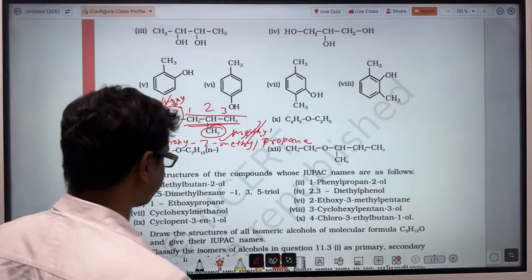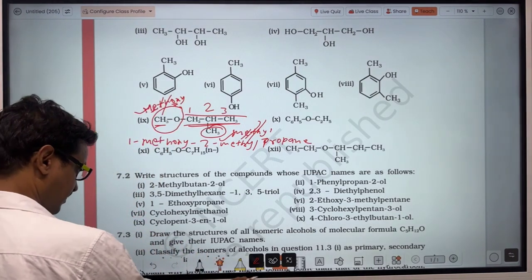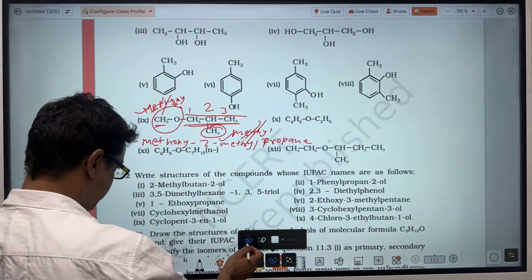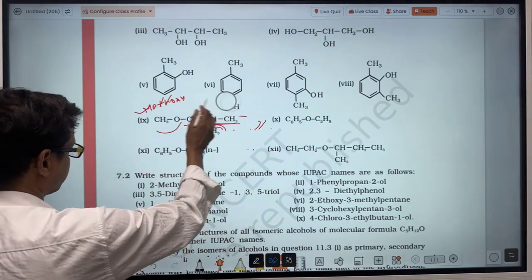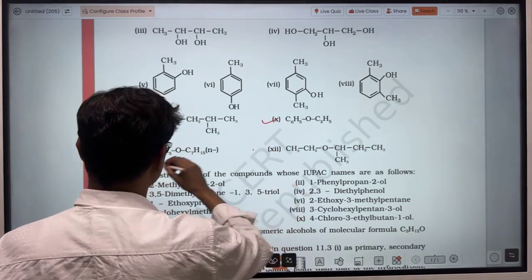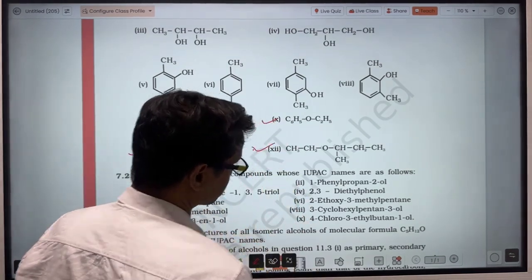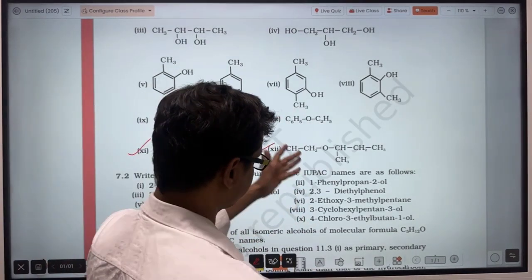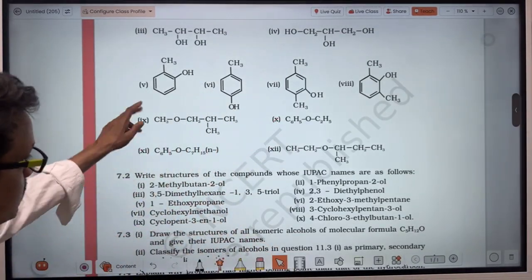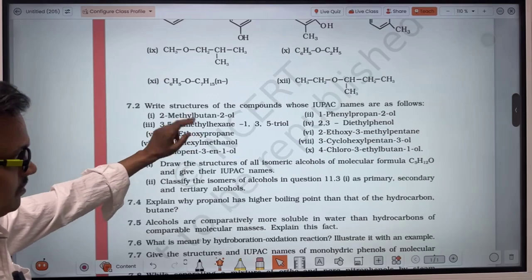Okay, now let's see about this compound. Like that, you can do the 10th question by yourself also. You do the 10th question, you do the 11th question. The 12th question is also very easy, as I have just discussed. So that was about the IUPAC nomenclature in these compounds.